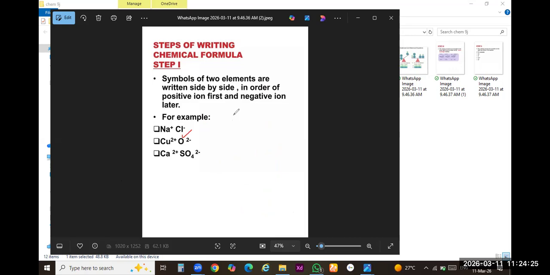Class 9, keep silence. Girls, can you see the screen? Yes, Miss. Now we will follow the second example, copper. Why is my voice not coming through? Girls, mute your mics, all of you.